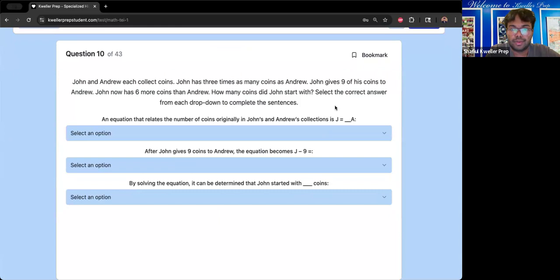Okay, the next part, an equation that relates to the number of coins. John has three times as many coins as Andrew. If Andrew has this amount of coins, John has three times. This is very easy. It's just 3a.